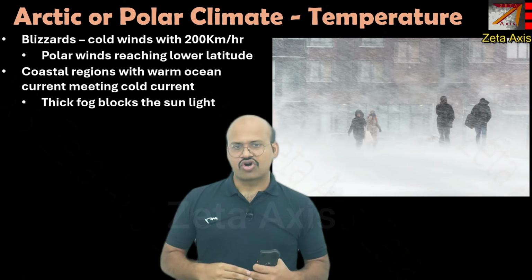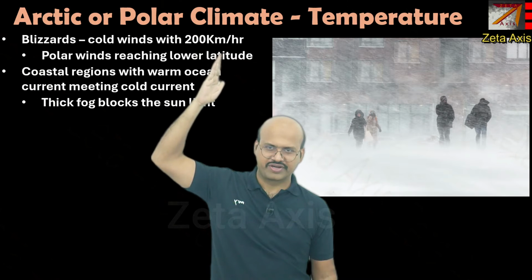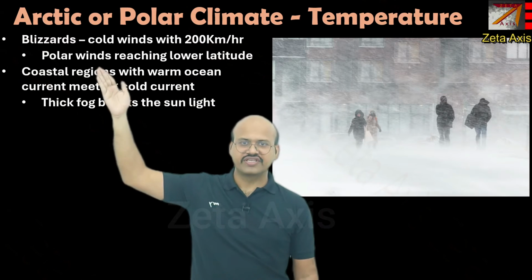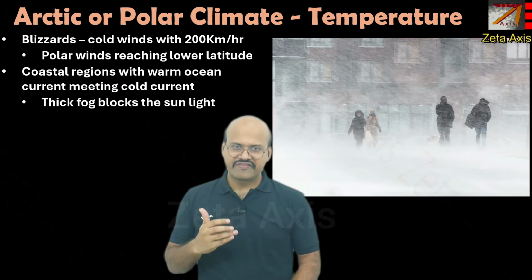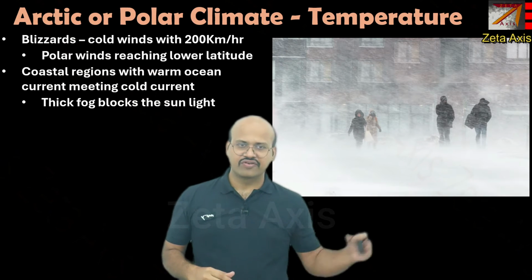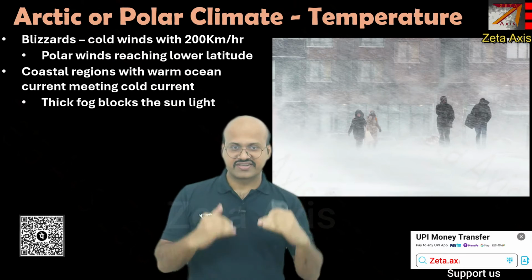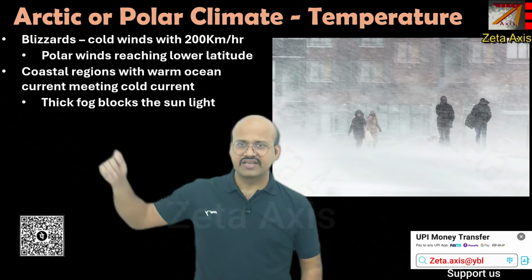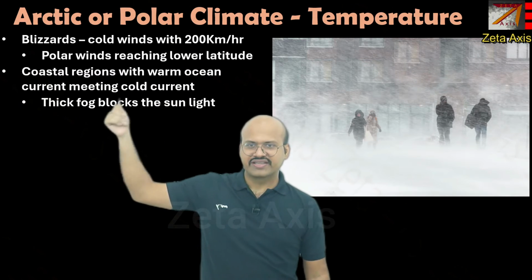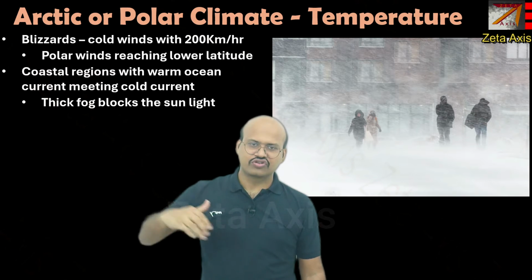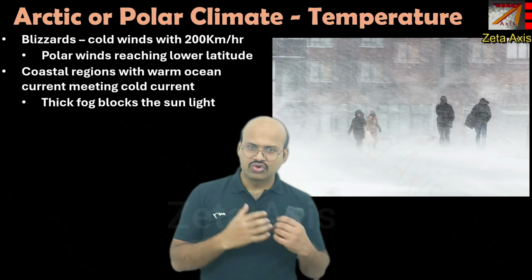Again, blizzards occur in this region, where blizzards are cold winds having a speed of up to 200 km per hour. These are the polar winds which descend to the lower latitudes, around 70 to 80 degrees, and therefore we get very strong cold winds over here, which decrease the temperature of this region. Again, in the coastal regions, where a warm ocean current meets a cold current, there is thick fog which also blocks the sunlight, thus increasing the coolness of this area.